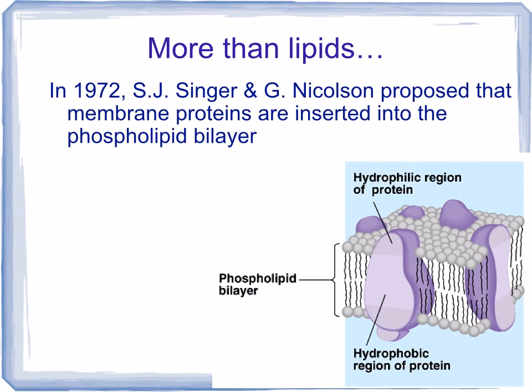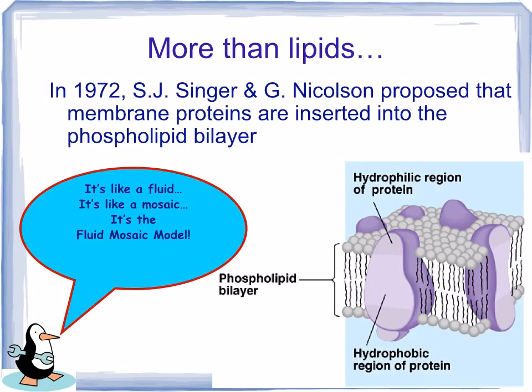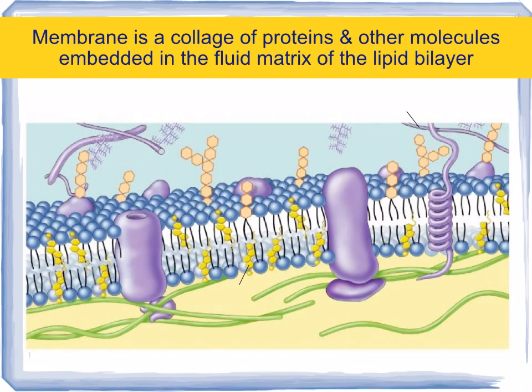In 1972, Singer and Nicholson proposed that the membrane proteins are inserted in the phospholipid bilayer. So, how do we get the name fluid mosaic model? It's like a fluid, it's like a mosaic, so it must be a fluid mosaic model. Now, the membrane is a collage of proteins and other molecules embedded in the fluid matrix of the lipid bilayer.